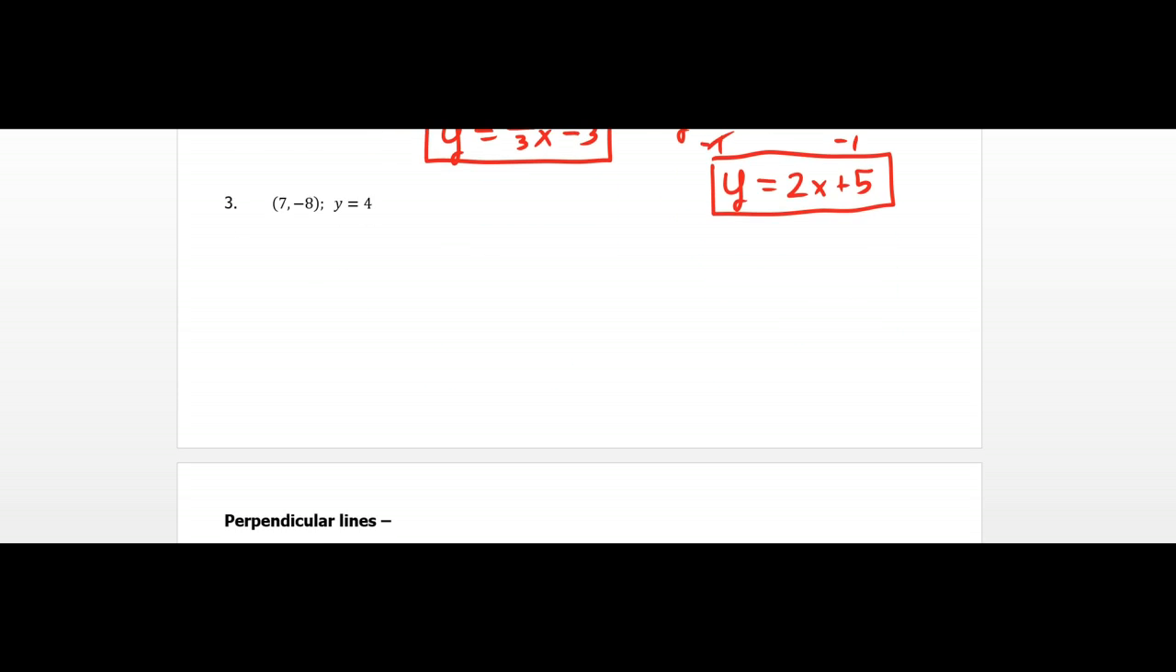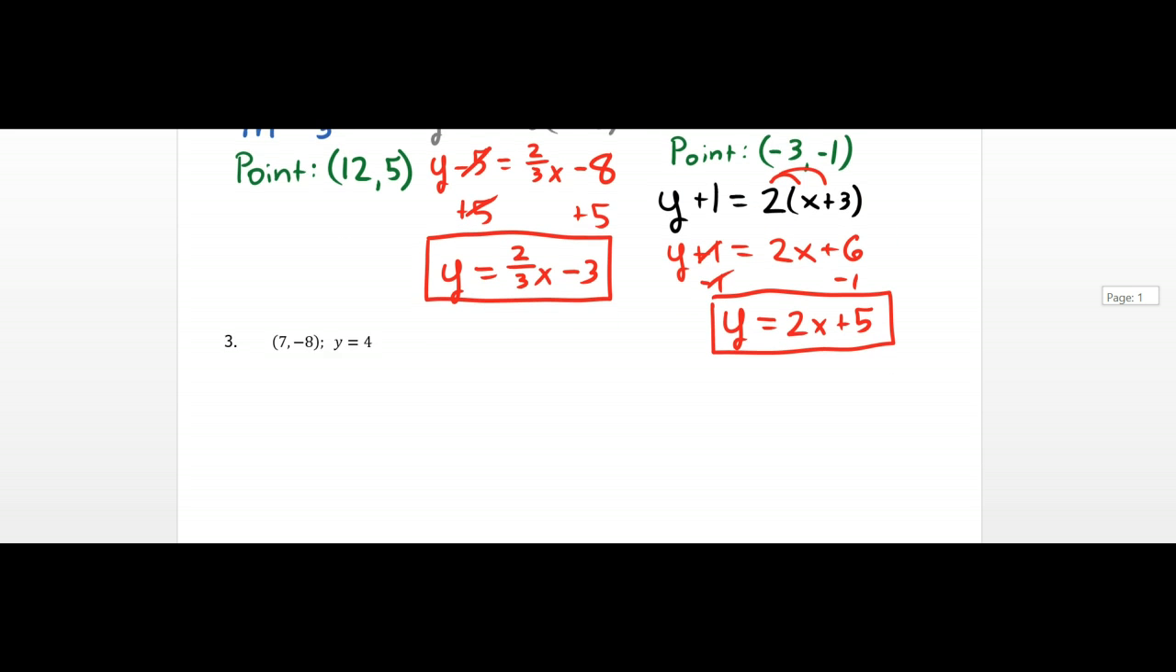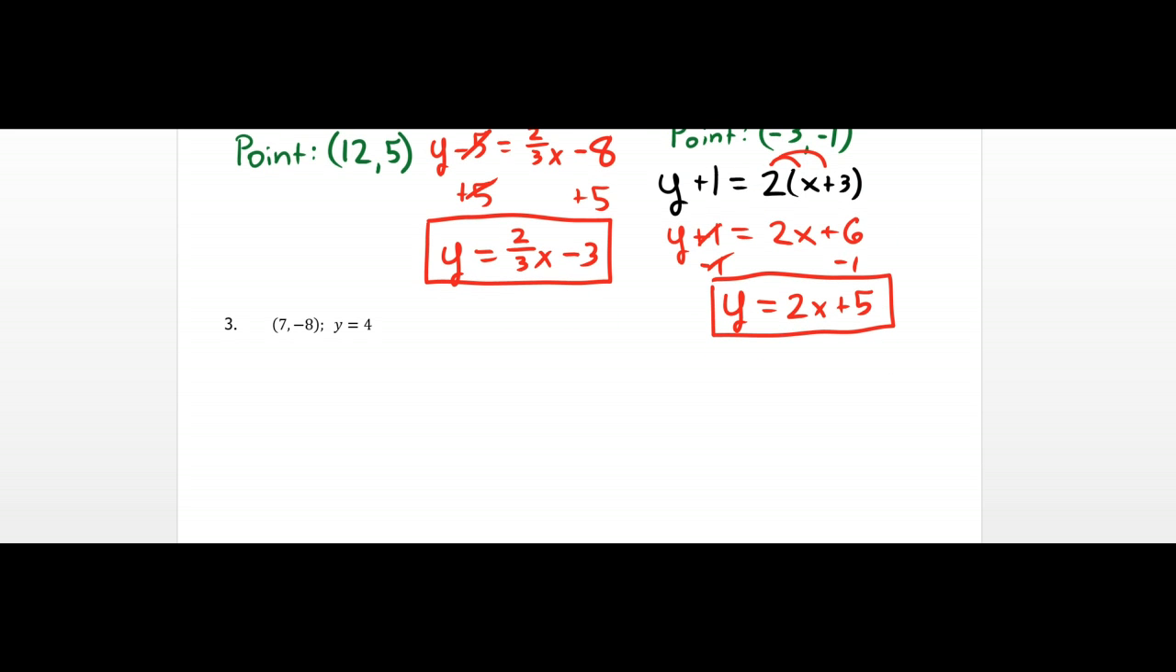Okay, finally for number 3, we have 7, -8 as our point, and y equals 4 as the given line. This one you have to do a little bit of thinking on. Y equals 4 is a special kind of line. You should know this by now, hopefully, but y equals 4 is going to be a horizontal line through the point 0, 4. In order for a line to be parallel to a horizontal line, it also has to be horizontal. So for this one, there's actually a little bit less work you could do. We know the slope of the line is going to be 0 because all horizontal lines have 0 slope.